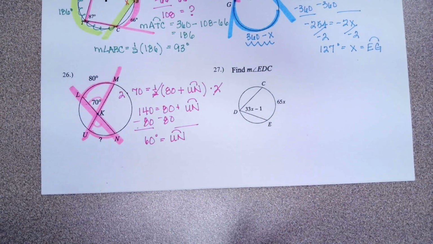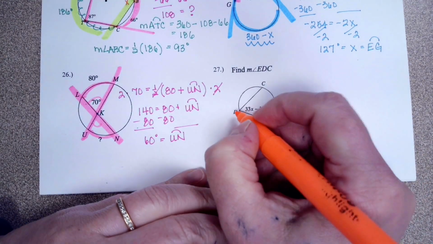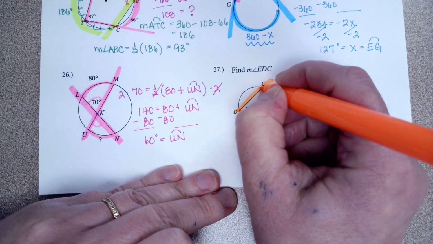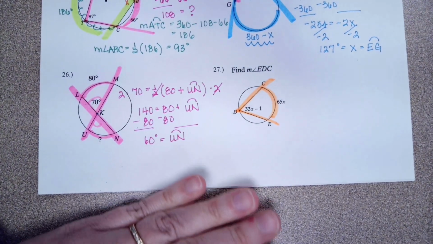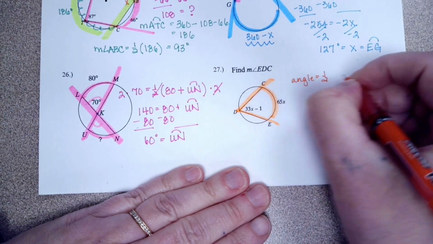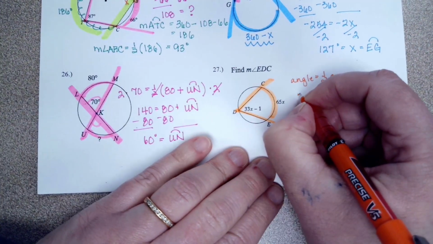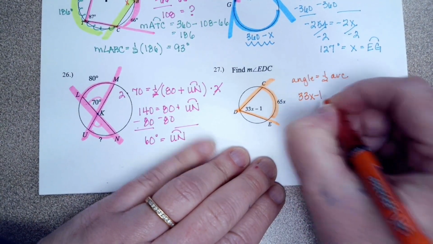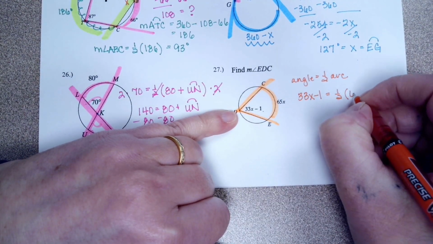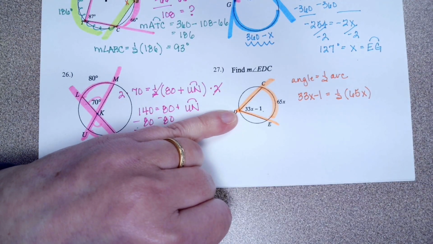Okay, and then last one. So as we're looking at this one, I'm going to notice I've got a vertex on my circle. It's going to open up. That's the arc that we care about. So my angle is equal to half of my arc. It's inscribed, that's my fancy word, but it's on the circle. So my angle, which this time I just have a little bit more algebra, my angle is that 33x minus 1, and that's equal to half of my arc, which is going to be that 65x.